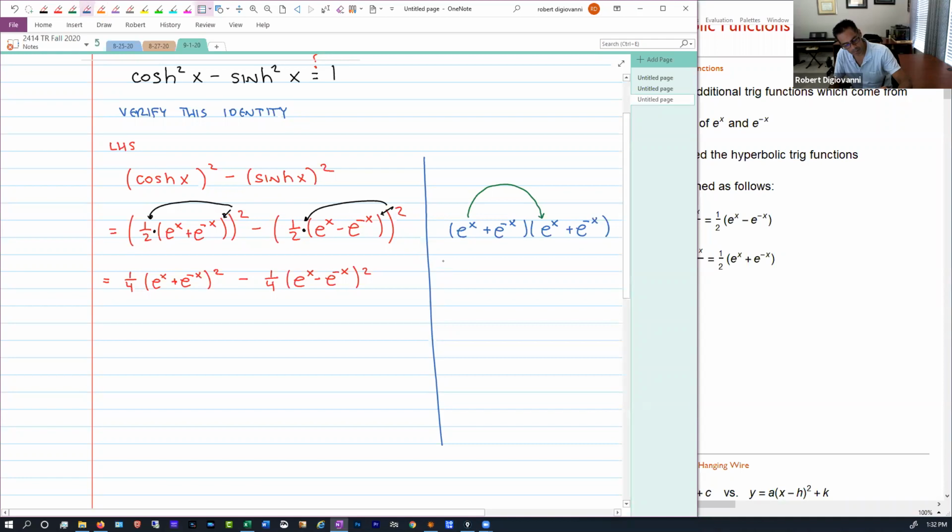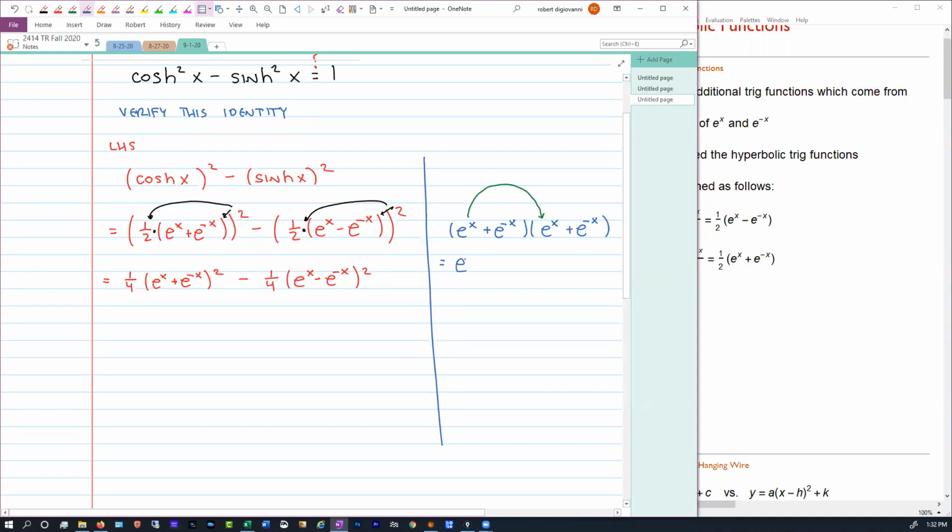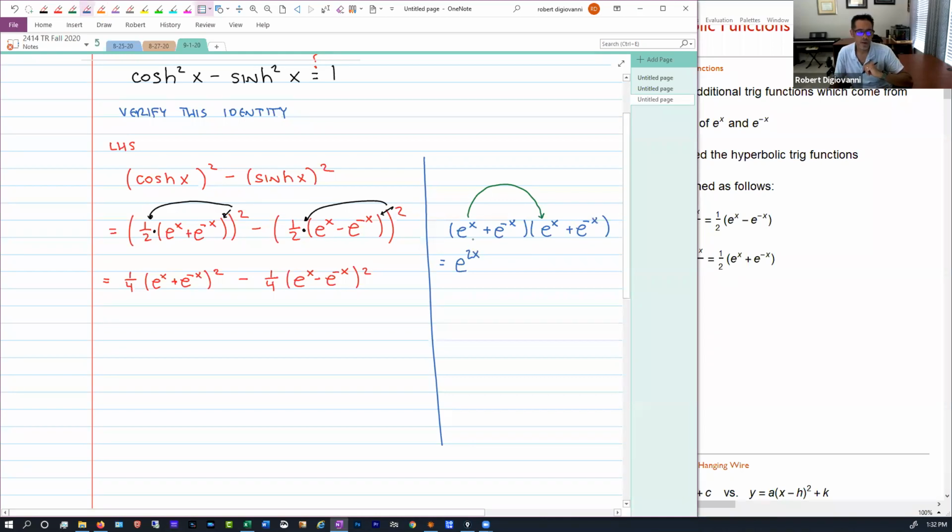Is it e to the 2x? E to the 2x. So you're just adding exponents, right? That's all we do here. E to the x times e to the x is e to the x plus x. Good. Okay, what about the next one?